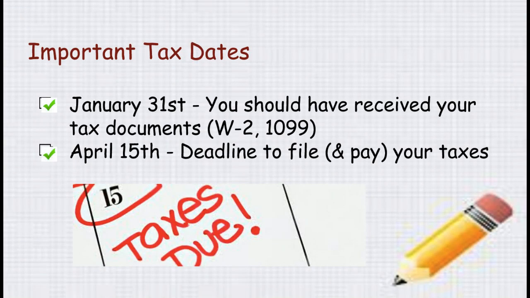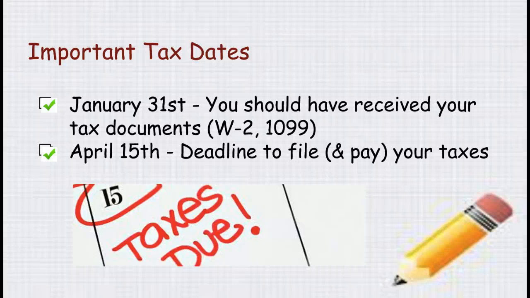Important dates: January 31st. Most of the time you will receive your tax documents by this date. Companies are required to send them out right after the tax year ends. So you should receive your W-2 from your employer, or maybe a 1099 with interest, or if you have your own business in which you work predominantly for one company or one person in which you make more than $500, you'd probably receive a 1099 for that income as well.